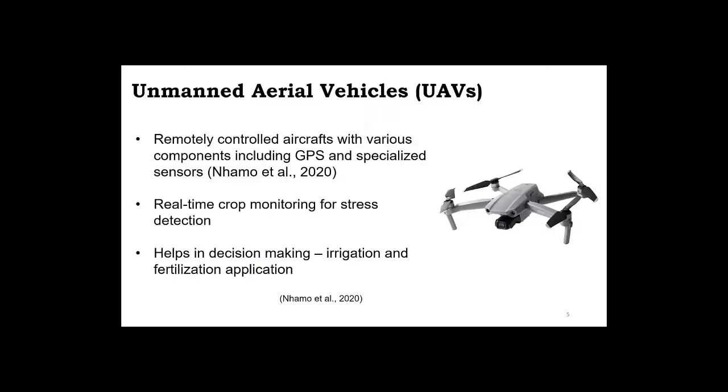Okay, what is a drone? Unmanned aerial vehicles, which are commonly referred to as drones, are remotely controlled aircraft that might be equipped with various components, including GPS and sensors or cameras. And drones help us to scout the field in real time to detect the abiotic and biotic stresses in the field. Based on the type of sensors we fly with the drone, we will get different drone images, which will help us to identify the regions of water stress or any other biotic and abiotic stress in our field.